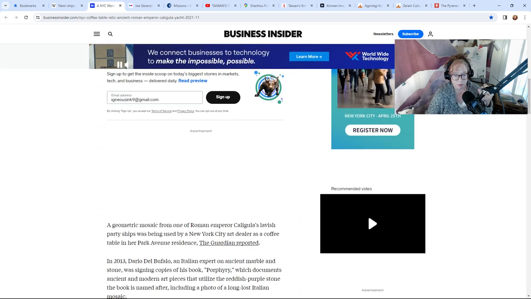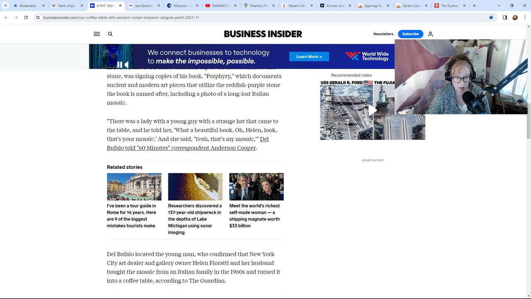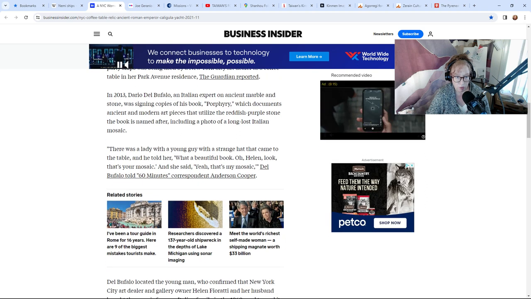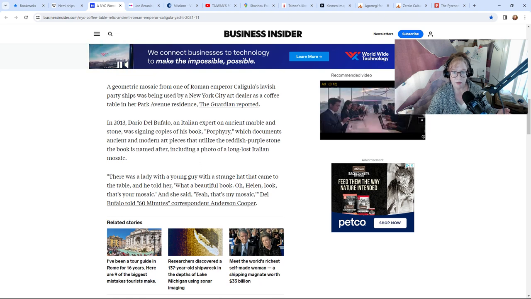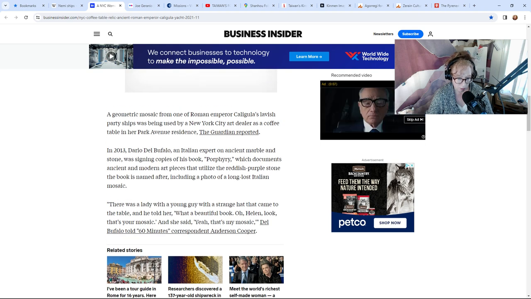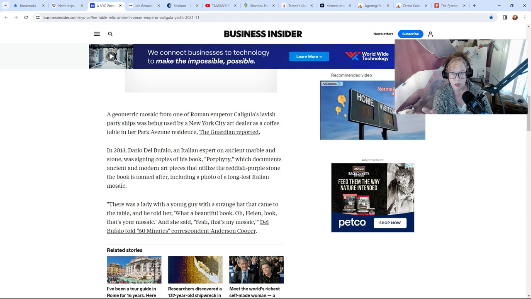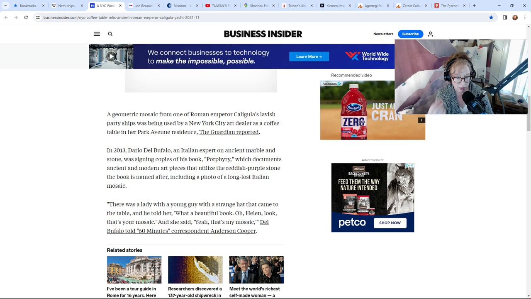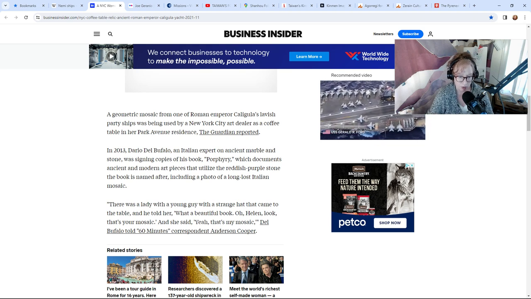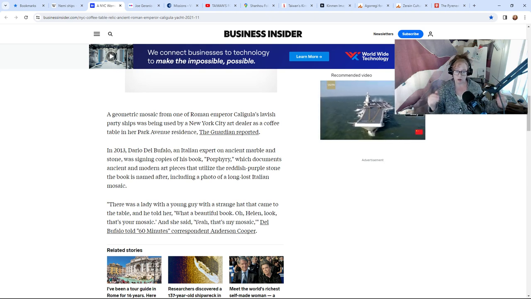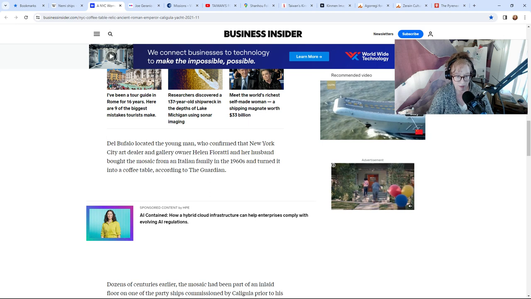So there's this woman who went to a book signing. There was an Italian expert doing a book about ancient and modern art pieces that utilize the reddish purple stone that the book is named after, which is porphyry. Anyway, it was about rocks. This woman who loves rocks went to this book signing. There was a lady with a young guy with a strange hat that came to the table, and he said, "Oh, Helen, look, that's your mosaic in this picture." And she said, "Yes, that's my mosaic."